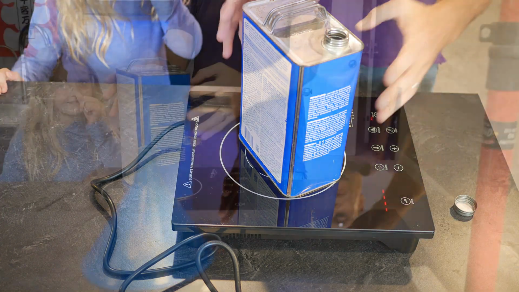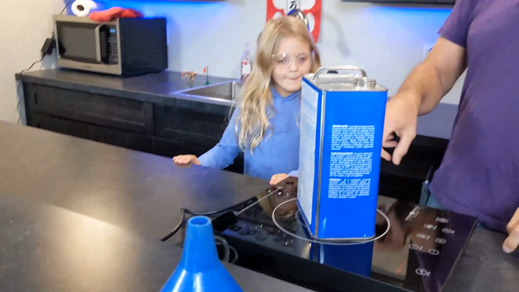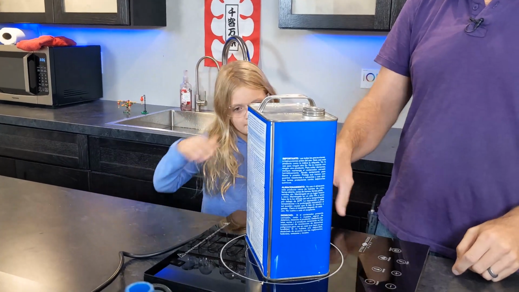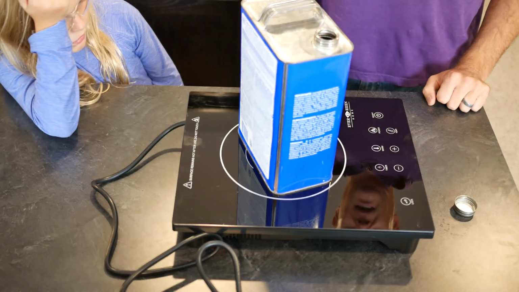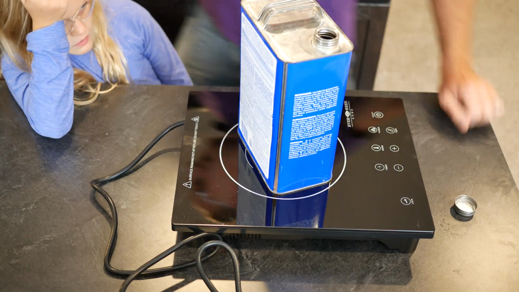And all we need to do now is we're going to use this induction burner. An induction burner uses an electric coil to actually heat up the container instead of heating up the surface. So we're going to heat up the can with this induction coil, and all we need is 1/2 of a cup of water.